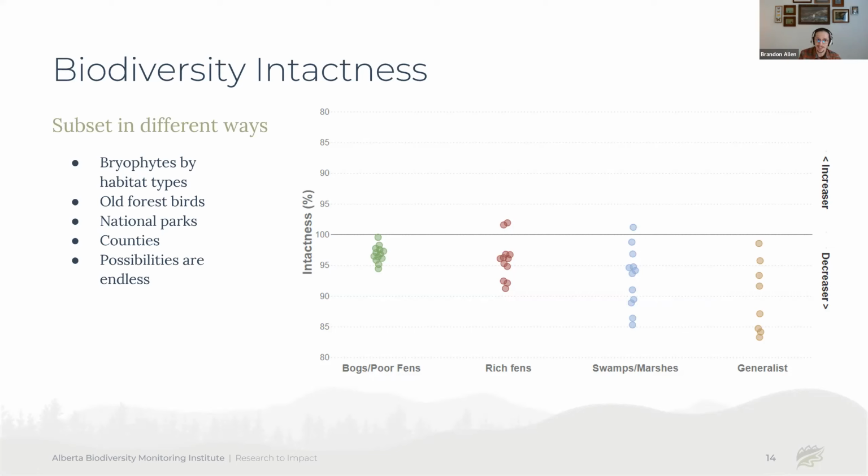And you can subset this in lots of different ways. So we've looked at the intactness of old forest birds. So often for forest management, those species are quite important. So we can subset out those species in particular.